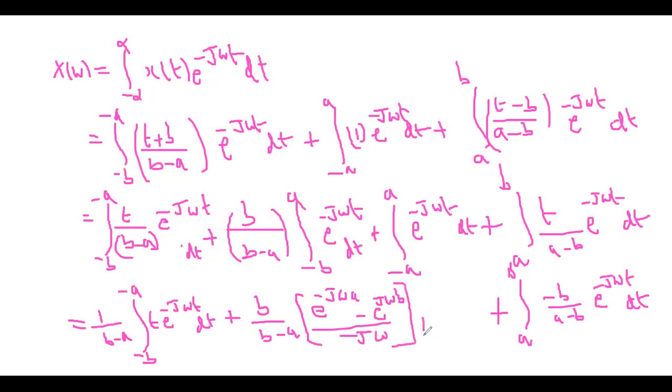Okay, my dear students, here also I am directly substituting: e power minus j omega a minus e power plus j omega a, whole divided by minus j omega. That is one function.